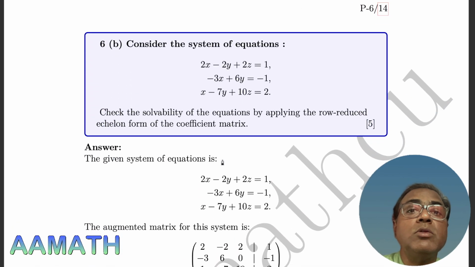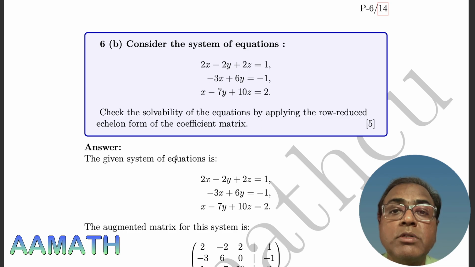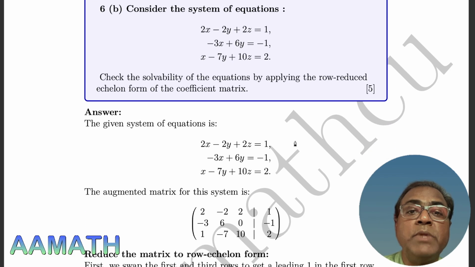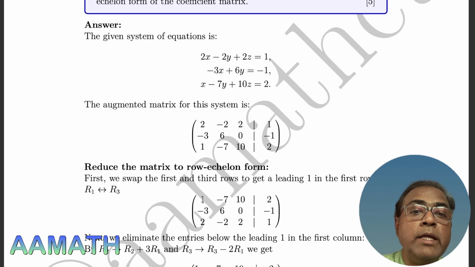Next, question 6b: consider the given system of equations. Check the solvability of the equations by applying the row reduced echelon form of the coefficient matrix. Now, the given system has this corresponding augmented matrix, this is the coefficient matrix, and the constant terms in the right hand column are 1, minus 1, 2. Reduce the matrix to row reduced echelon form.